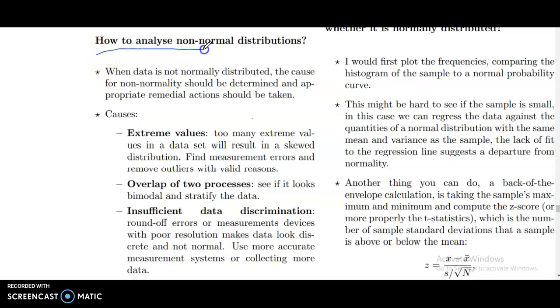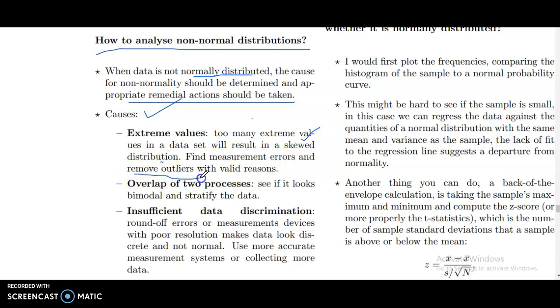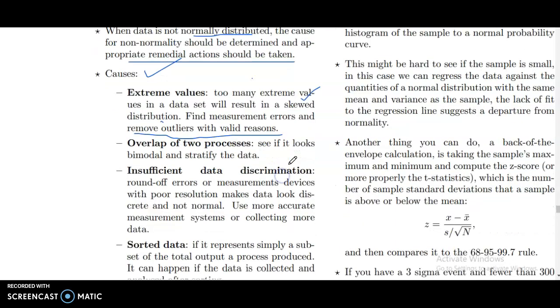How to analyze non-normal distributions? When data is not normally distributed, the cause for non-normality should be determined and appropriate remedial action should be taken. Causes: extreme values. Too many extreme values in a data set will result in a skewed distribution. Find measurement errors and remove outliers with valid reasons.